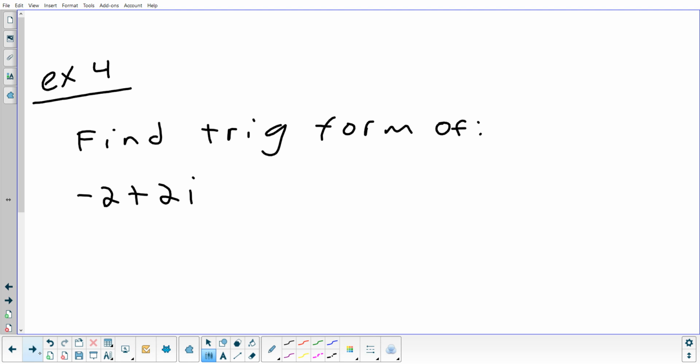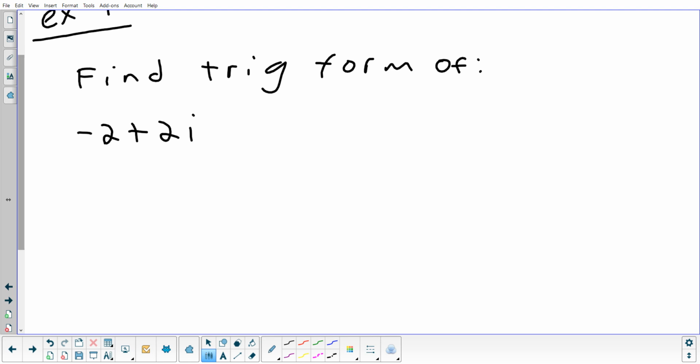All right, so let's see if we can write this number in trig form. -2 plus 2i. What are the 2 things that you need to figure out to write the number in trig form? What's one of them? Yep, you need r. And what's the other thing you need? Yep. You need theta. It doesn't matter which one you do first, they're completely independent of each other.